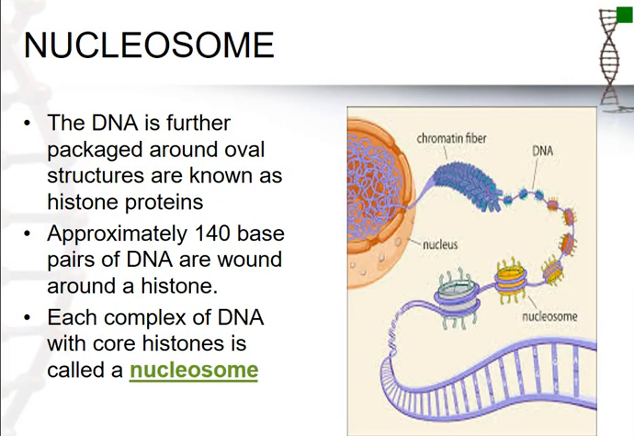The nucleosome further helps package the DNA into smaller pieces. 140 base pairs of DNA wound around a histone is known as the component of a nucleosome. And this helps, so if we want to transcribe a certain gene, we just unwind a small area, open it up, and then make a copy.